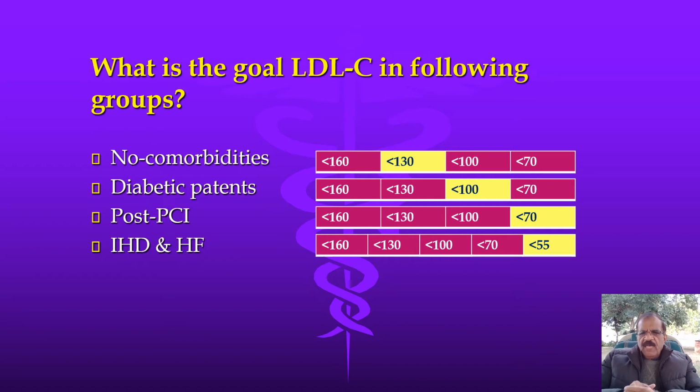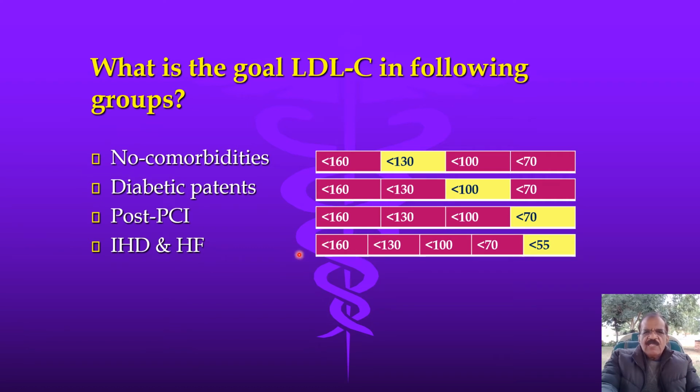Now, this is the summary actually, of what we discussed. LDL goal in people who have this, the order is not different. Those people who have no comorbidities, just dyslipidemia, the goal is less than 130. And in diabetic patients, it is less than 100. And in post PCI, it is less than 70. And in patients with ischemic heart disease and further complications like heart failure or chronic kidney disease, then it is less than 55. And please note down that these are milligrams per deciliter.